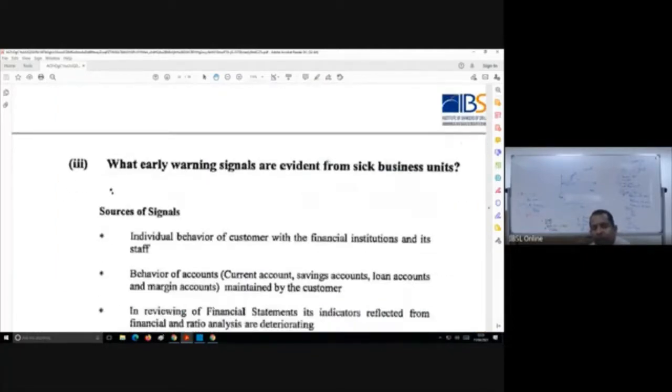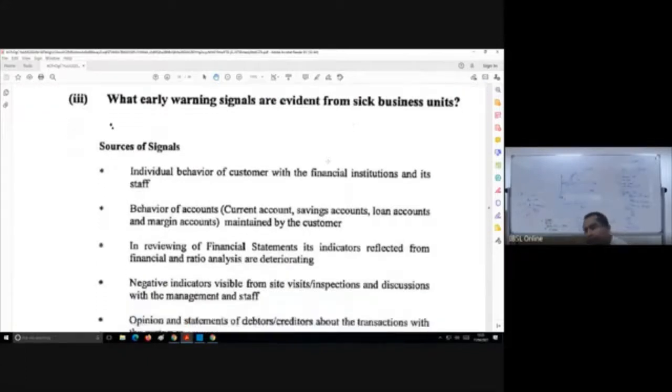What early warning signals are evident from a SIC business unit? A few things. Individual behavior. When we call, the customer doesn't come. Like that, they try to hide from the banks. Individual behavior of the customer with the financial institution and its staff. Behavior of the accounts: current account turnover comes down, check returns increase, stop payments increase, all those things. In reviewing financial statements, indications are reflected from financial ratios, like your profit margins are coming down, debtor turnover period increases, stock turnover period increases. When stocks are not there, your ratios can be very different.